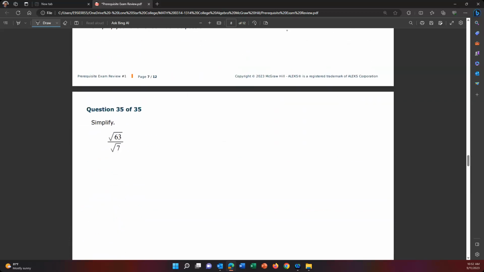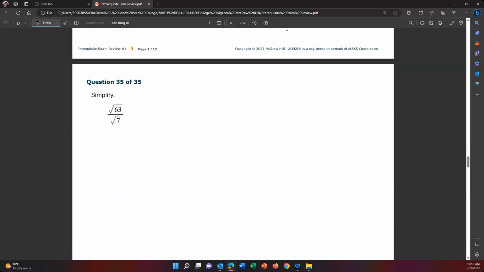And finally, we get to the last example. I feel like maybe these are not arranged in the right order, but who cares? Here's the last example, and then we're done. This is the same as the square root of 63 over the square root of 7.